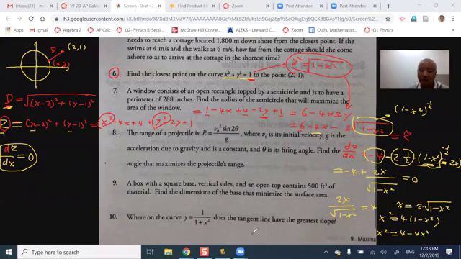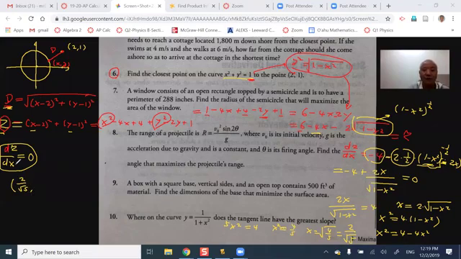Move this to this side, you're going to have 5x squared equals 4. So x squared equals 4/5. So x will be equal to square root 4/5, right? That will be equal to 2 over square root 5. So we find out x equals 2 over root 5.